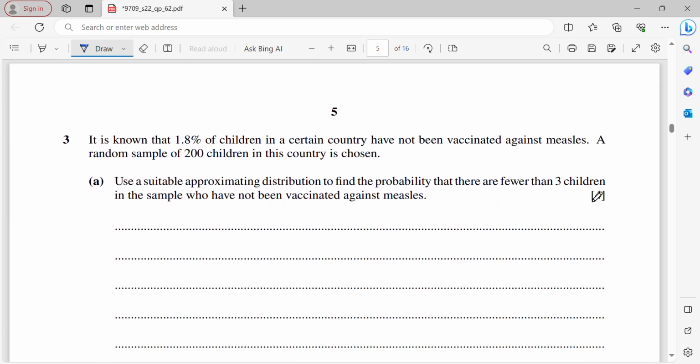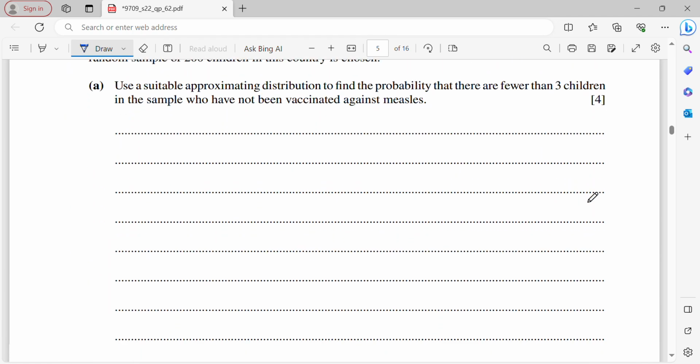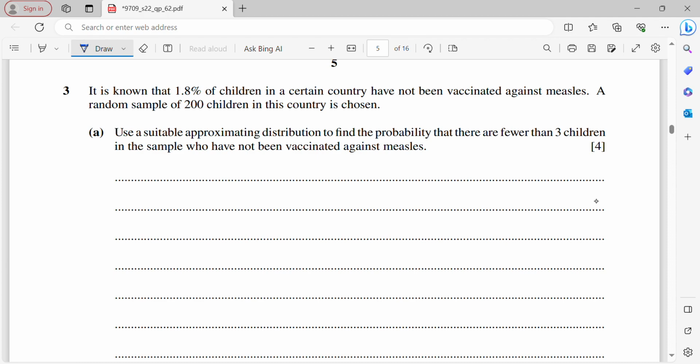Now, question number 3. It is known that 1.8% of children in a certain country have not been vaccinated against measles. A random sample of 200 children in this country is chosen. A. Use a suitable approximating distribution to find the probability that there are fewer than 3 children in this sample who have not been vaccinated.